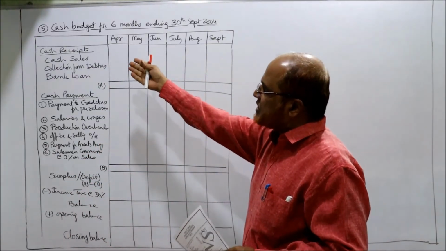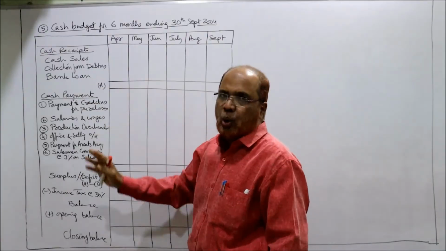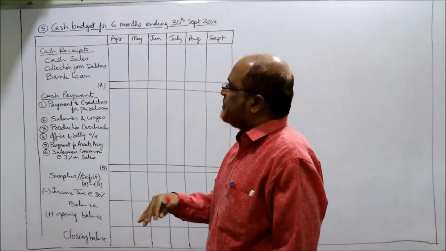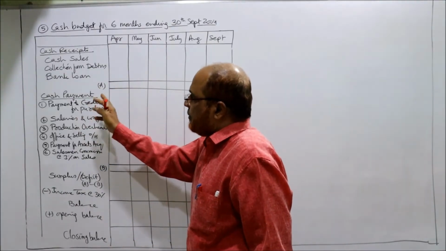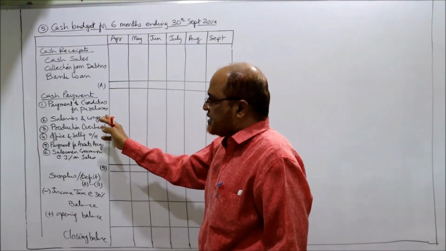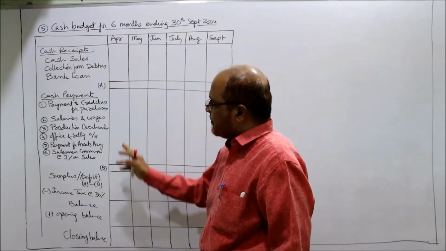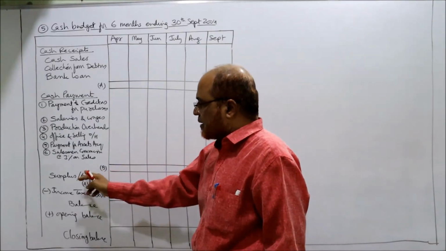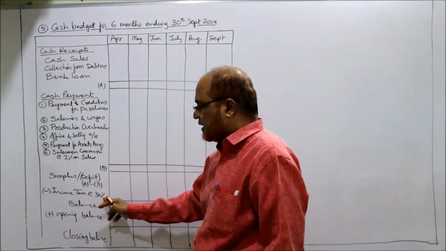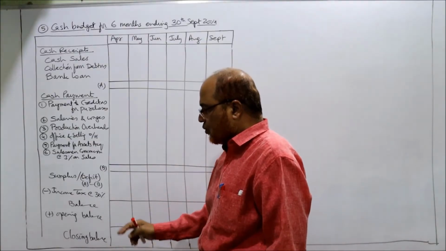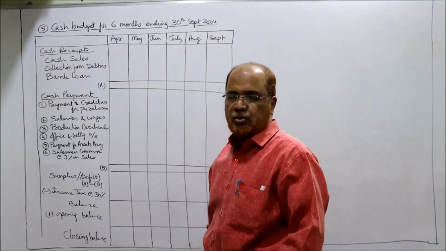We have taken 3 items: cash sales, collection from debtors, bank loan. It is given in the problem that bank loan is being taken in one of the months. Then payments: payment to creditors for purchase, salaries and wages, production overhead, office and selling overhead, payment for assets acquired, salesman commission. A minus B, you will get surplus or deficit. On this we calculate the tax at 30%, we'll get the balance. Then opening balance we add up, we'll get the closing balance.